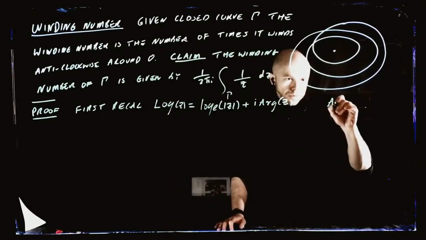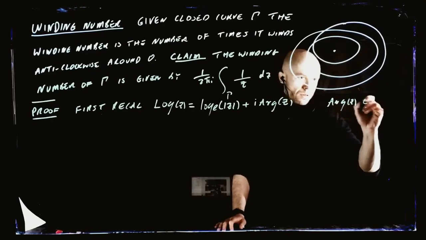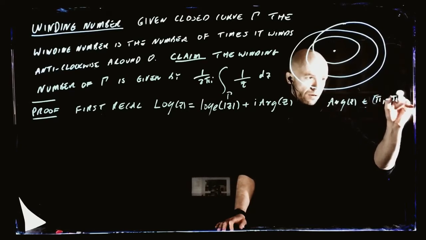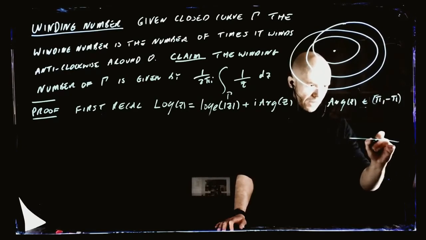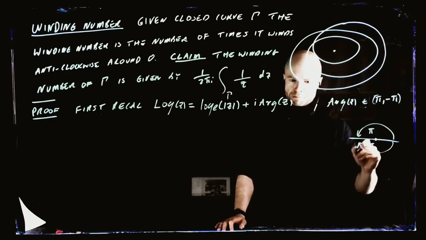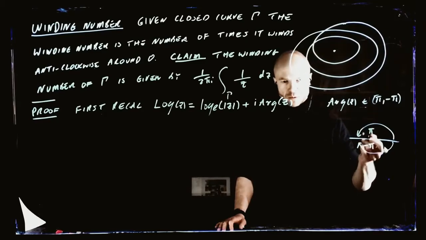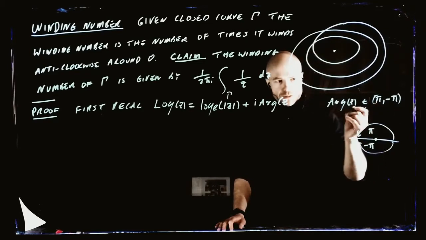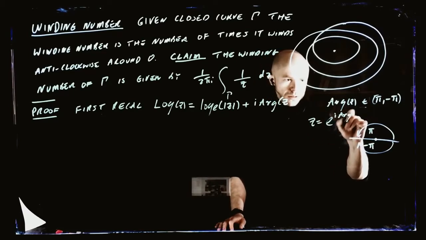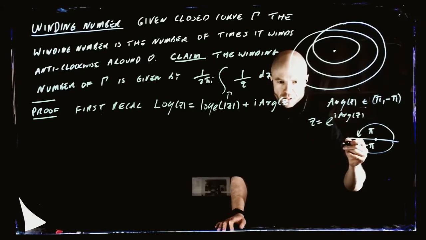So the principal argument, recall, belongs to minus pi to pi, like this. So we measure the angle like this. This is pi, and this is minus pi. Right? So for every z, there's a unique number such that this is true, so z is equal to e to the i arg of z. This is the principal argument.